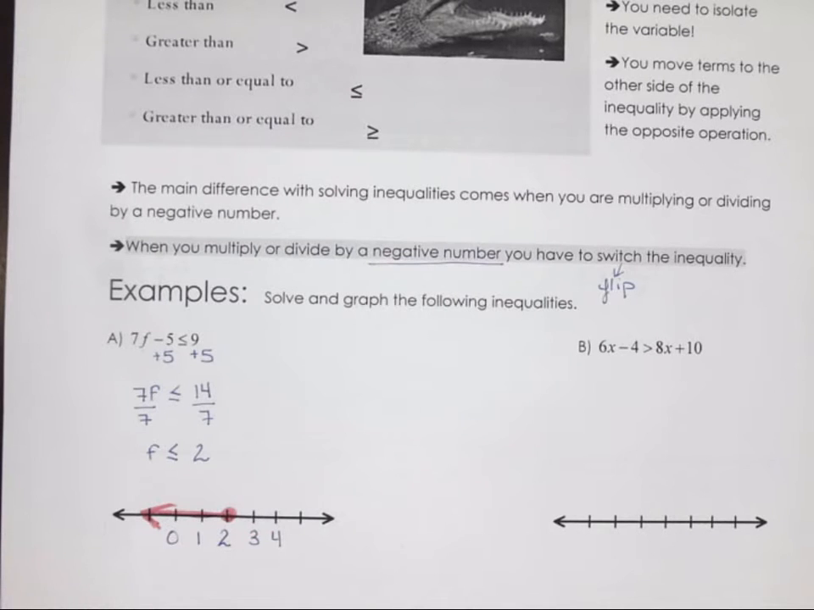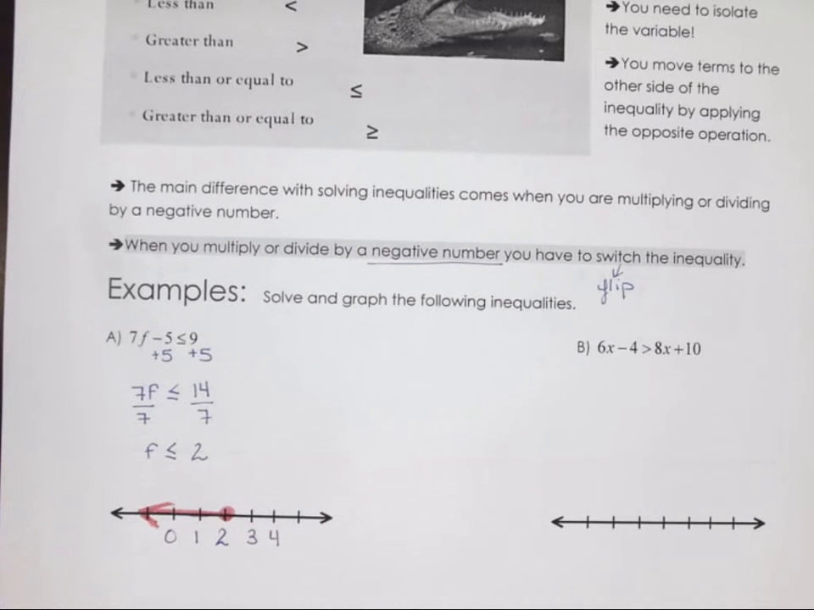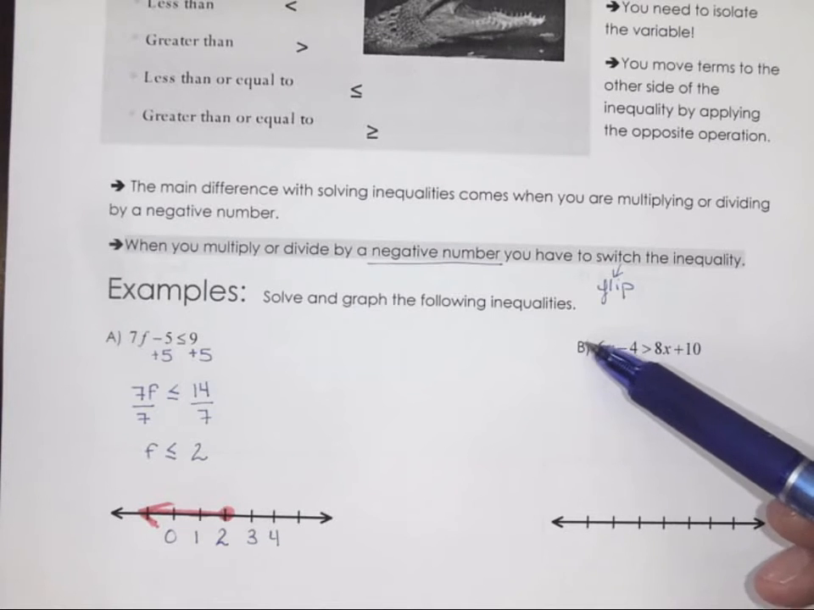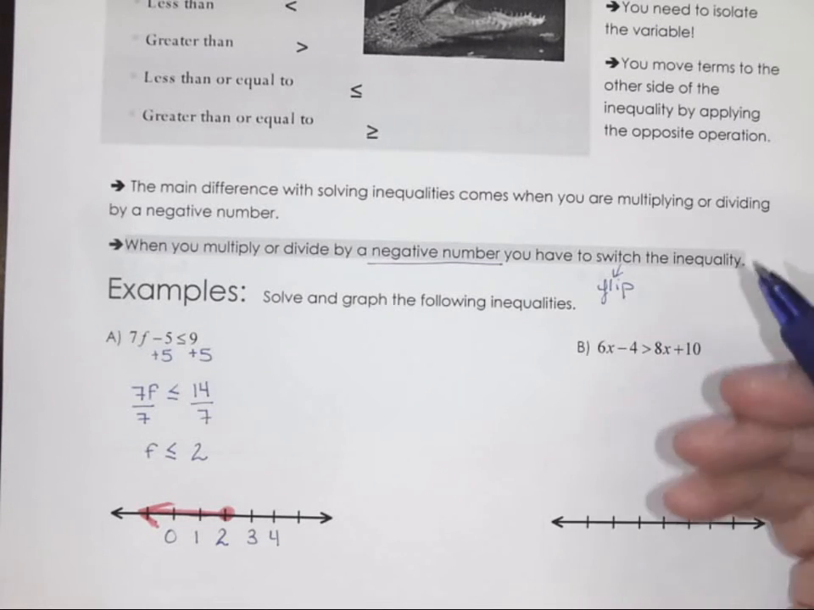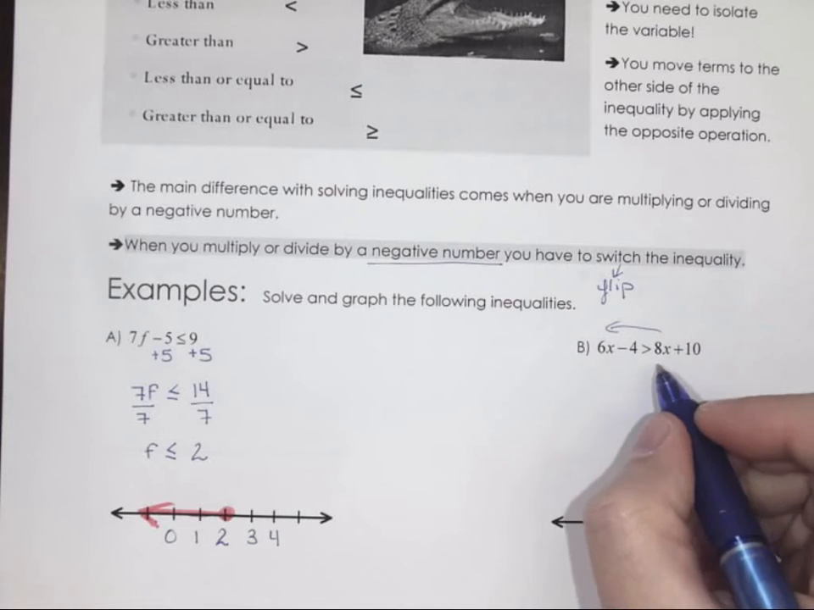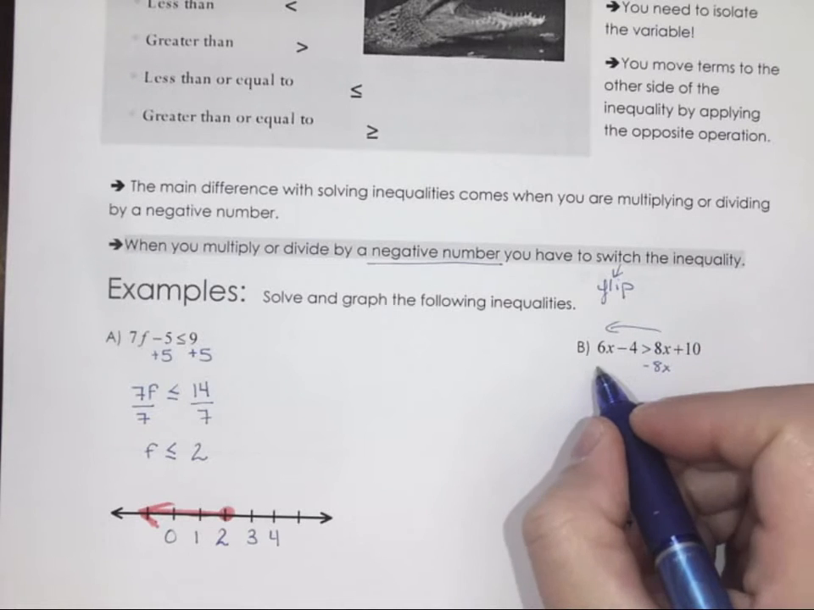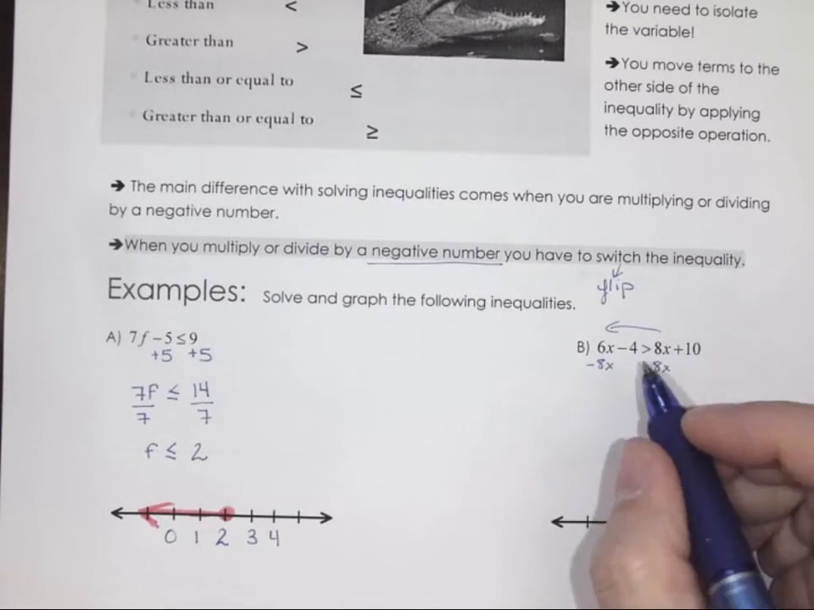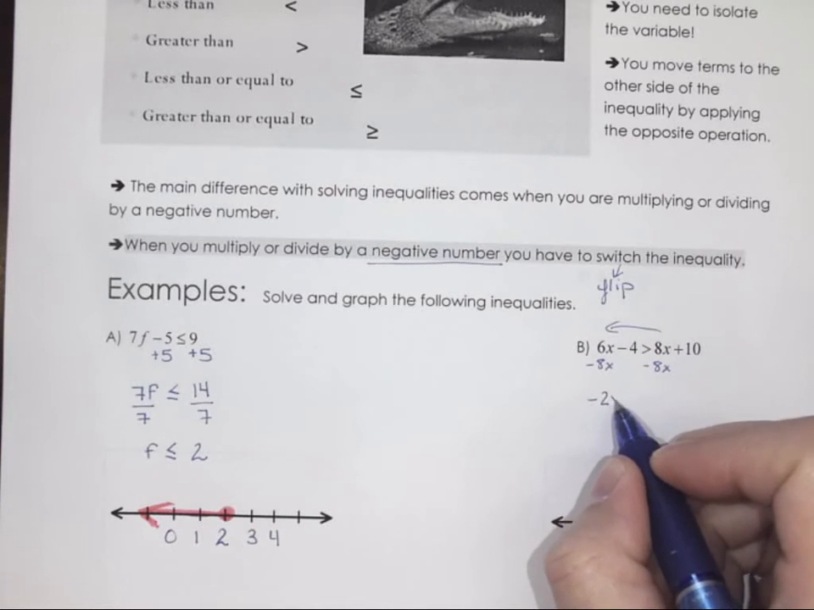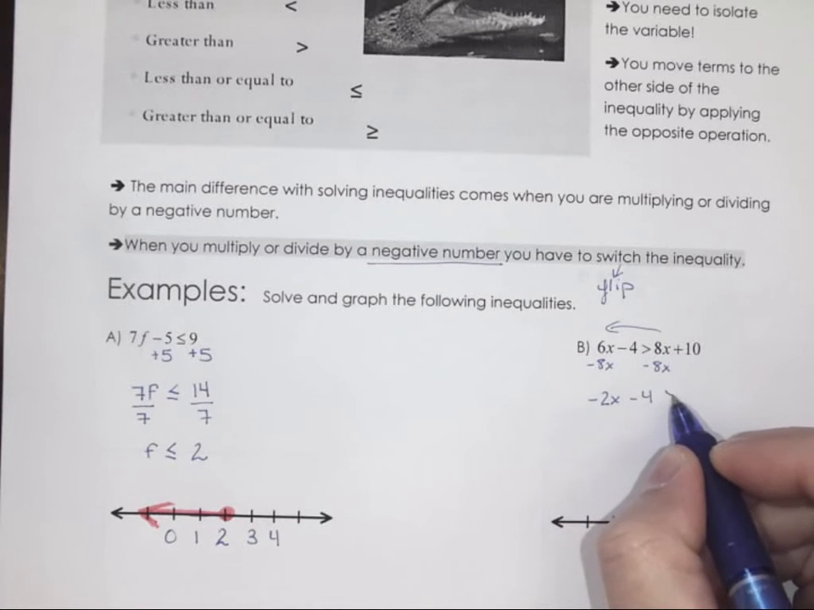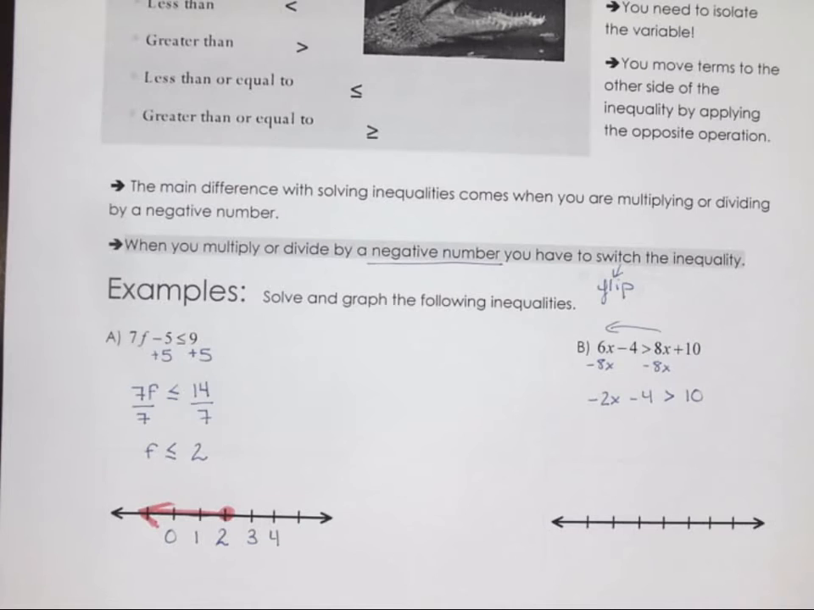Hopefully that's nice and obvious for you. So again, it's really just a review, building on the skills, adding one more step, but pretty easy. So this one's going to be a 3-step. I have to collect my x's on one side and my constants on the other. So I'm going to move my 8x to that side. I'm going to subtract 8x, subtract 8x. So I'm going to have negative 2x minus 4 is greater than a positive 10.